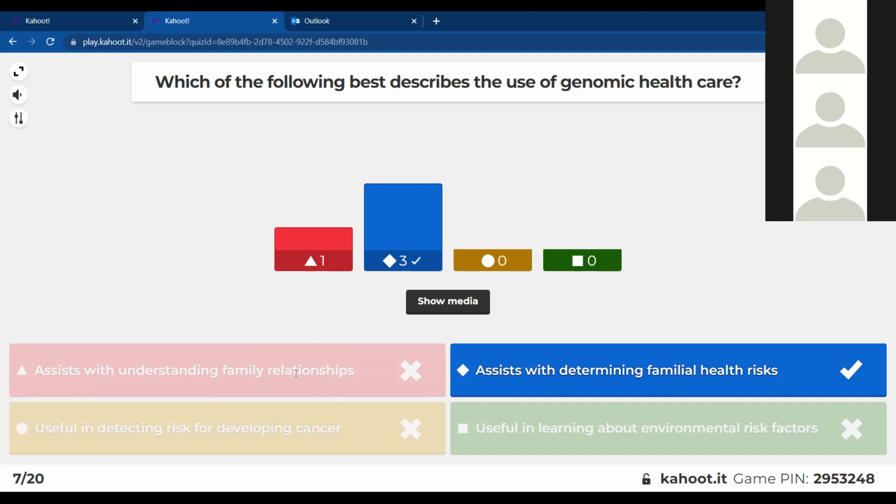It's not even going to be family relationships, but it's going to be how does the family interact with the environment. So red would definitely not be the answer. Useful in learning about environmental, remember E for E. So it's going to be our eco maps, and our best answer is going to be determining family health risks.